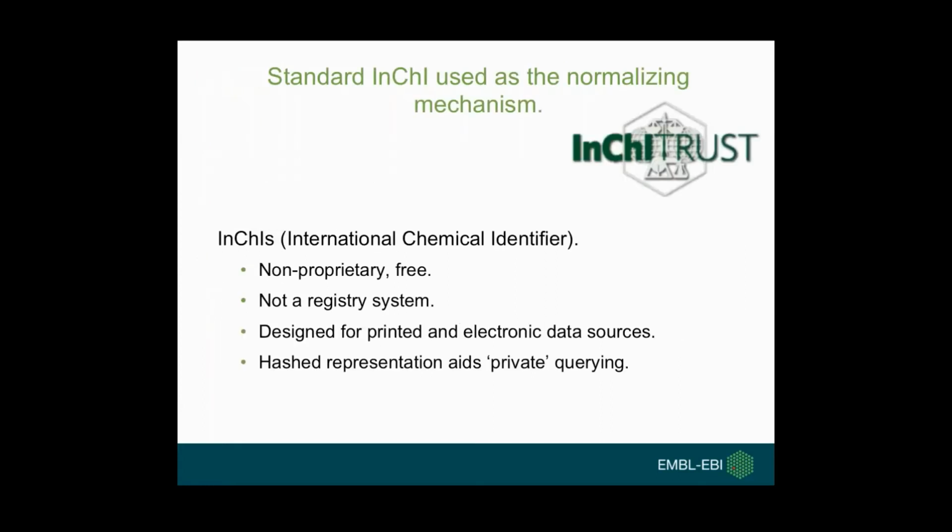A very, very early design decision was to try to select a principle for normalizing compounds, a standard which we could use to say that one structure in one source was the same as a structure in another source. And we decided upon the standard InChI as this normalizing mechanism. The InChI stands for International Chemical Identifier. The reasons for this are that it's non-proprietary, free. It's not a registry system, so we don't have to send the structure off and then wait for an ID to come back. It's specifically designed for printed and electronic systems, as data sources. And the hashed representation, which I'll show you in a minute, aids in querying.